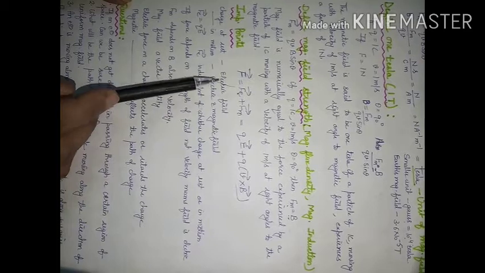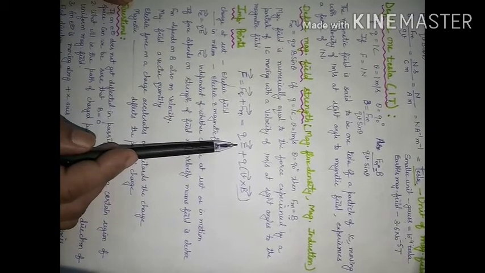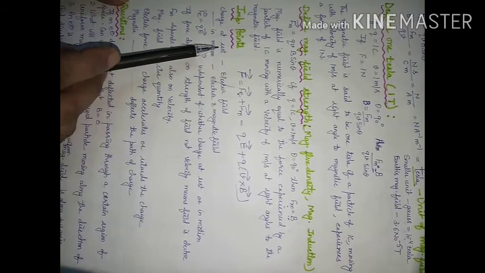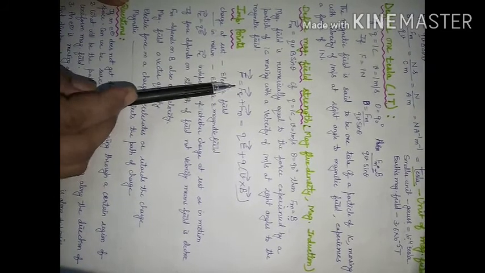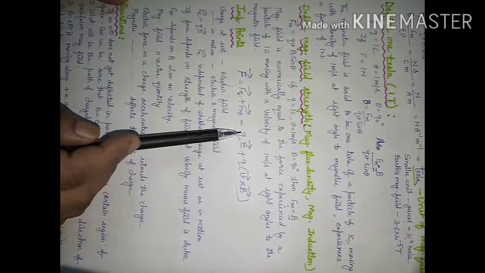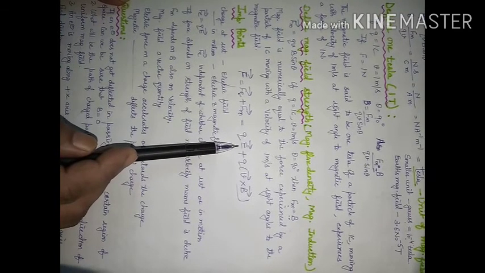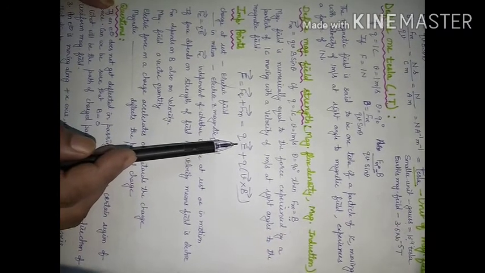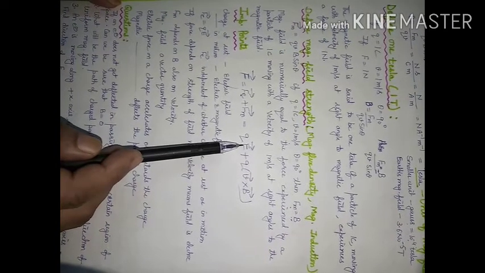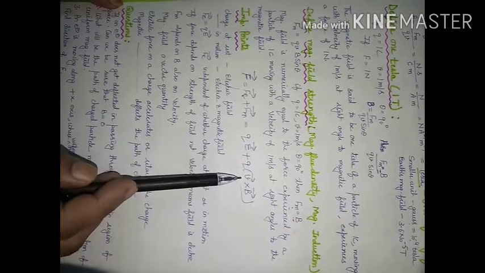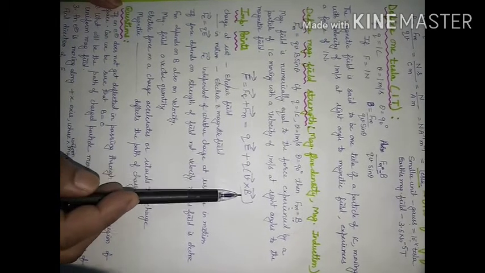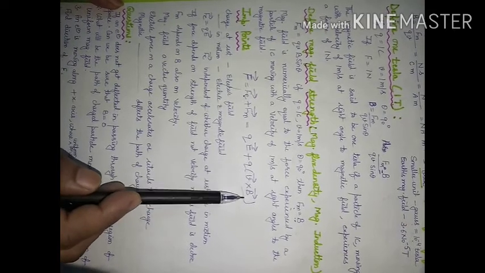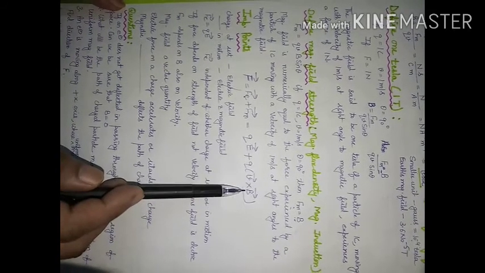Now the force that is acting due to electric field is independent of velocity, whether the particle is at rest or in motion. Force is dependent on magnitude of charge and electric field. It is independent of whether your charged particle is at rest or in motion. But force due to magnetic field is dependent on velocity. If the particle is at rest, then force due to magnetic field will become 0.